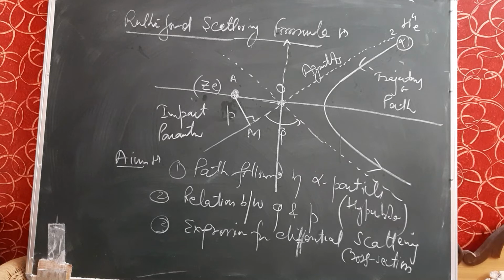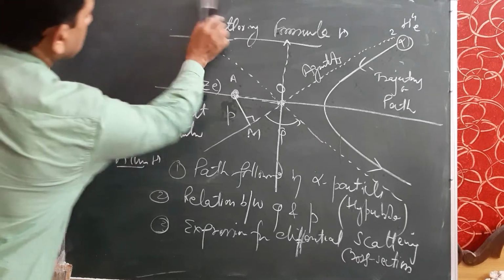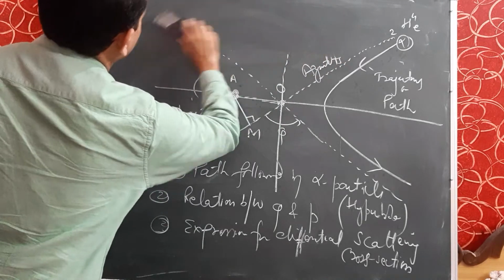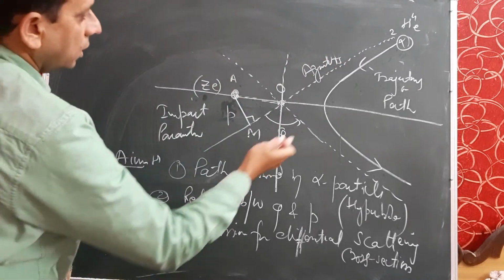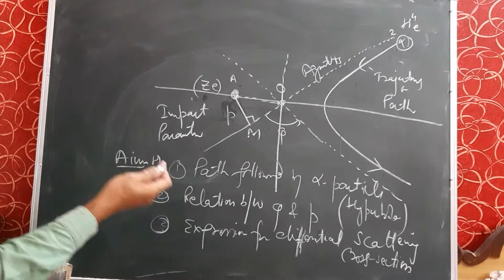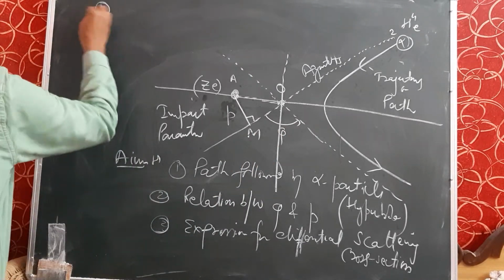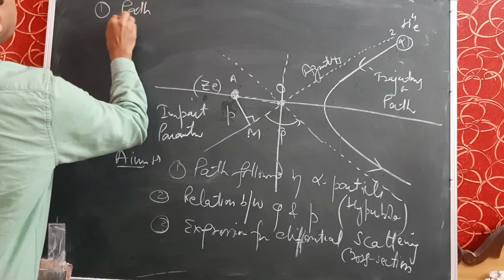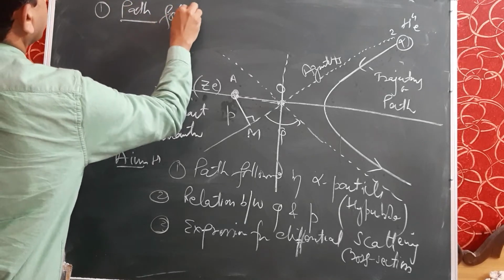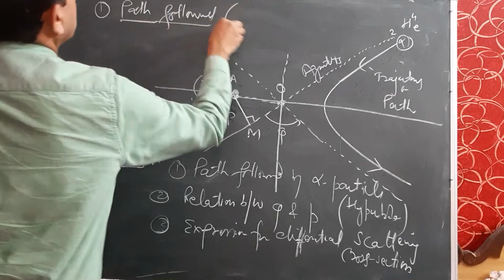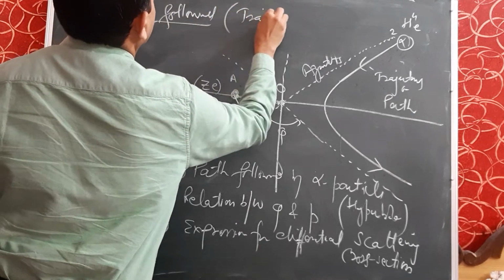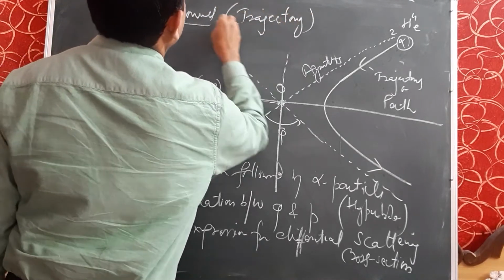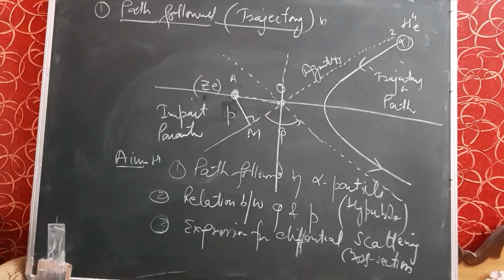So, first of all, we will prove the path followed by the alpha particle. What will be the path? We know that the path followed by the particle is a hyperbola, but we have to prove it. First, what is the path followed, or the equation of trajectory? We have to prove it.